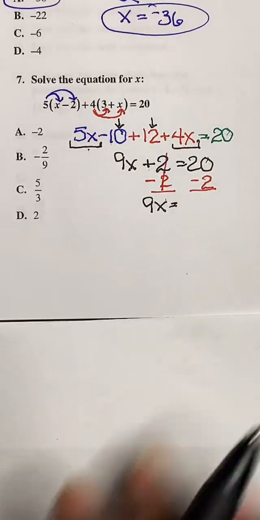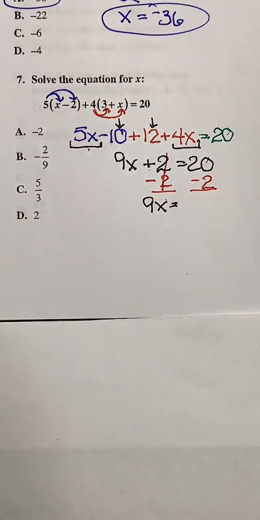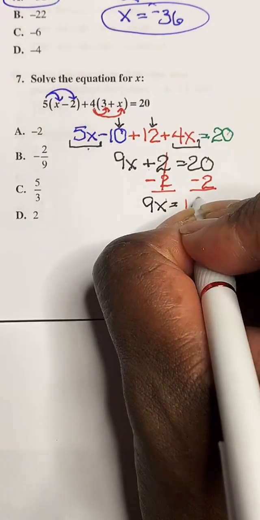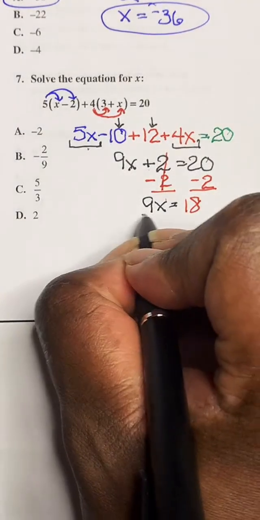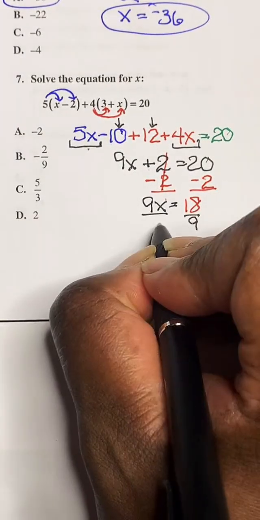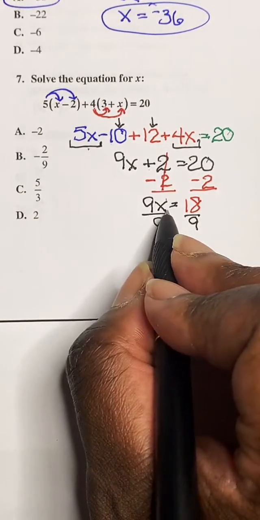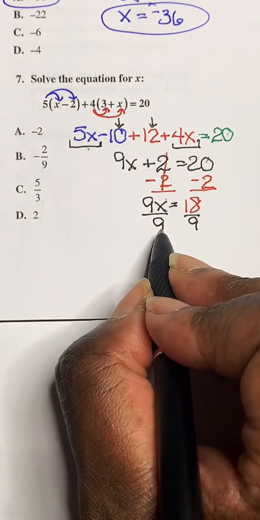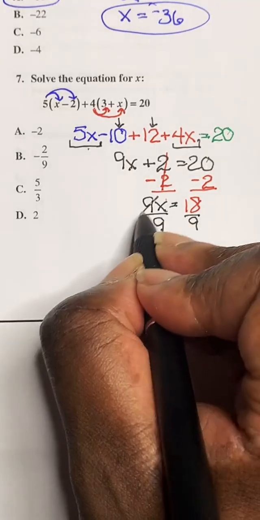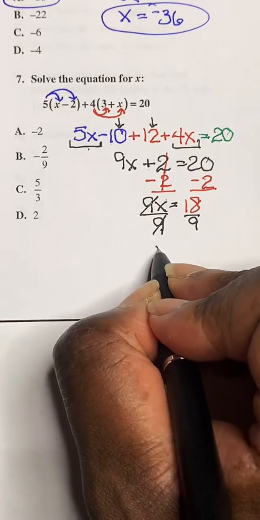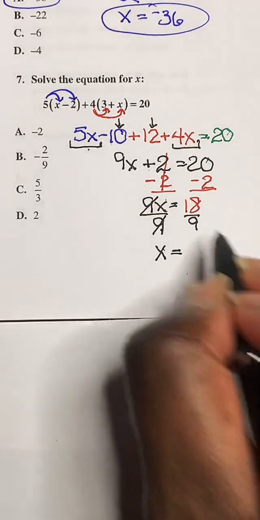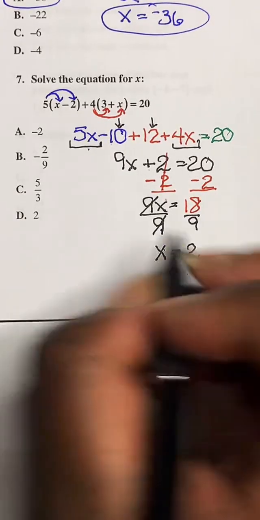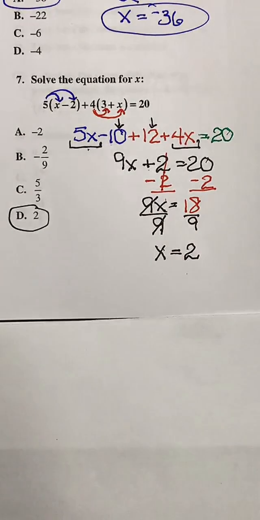So now I have 20 minus 2, well, that gives me 18. And from here, you could be like, all right, cool. I know what the answer is. Circle it, bubble it, move on. But if not, you can divide by 9 because 9x, that's multiplication. The inverse of multiplication is division. So 9 divided by 9 gives me 1, but I can just simply say 1x or just x. 18 divided by 9, that gives me 2. So our answer is D.